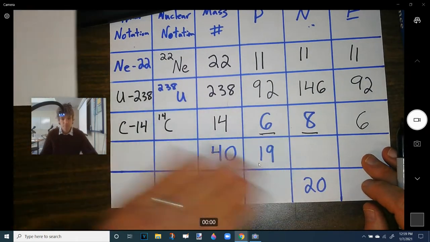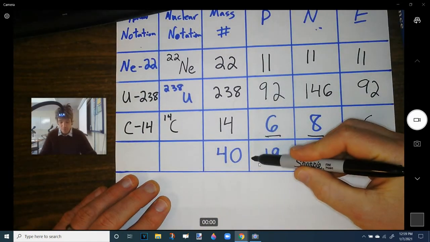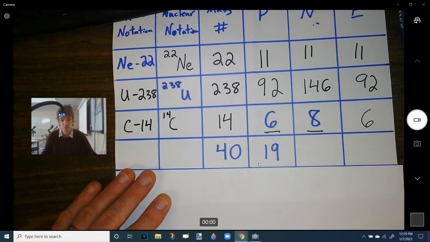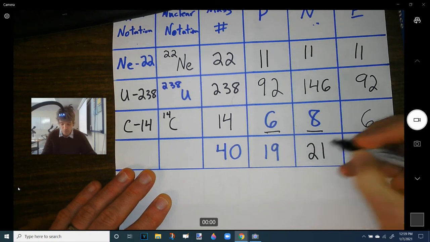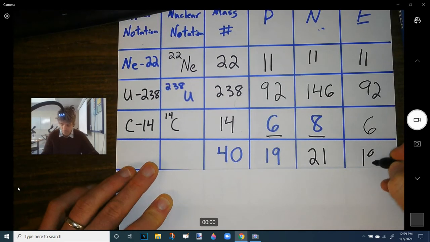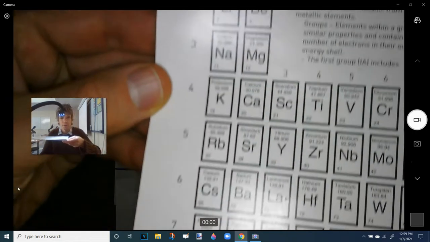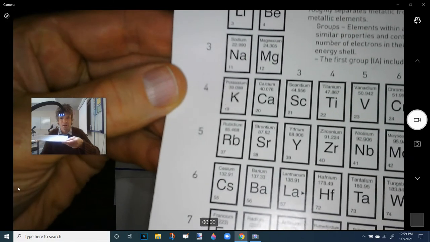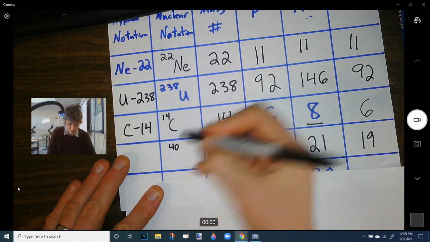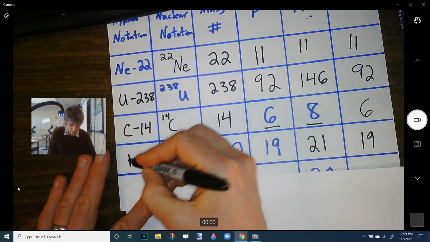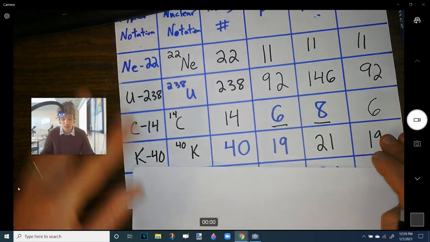All right, now, this next one. I'm given the mass number and the number of protons. So to get the number of neutrons, I'm going to subtract. So 40 minus 19 is 21. All right, this is 19. All right, and I'd look on my periodic table. There's potassium. All right, potassium is 19. So this is 40 K or K-40, a radioactive isotope found in bananas.